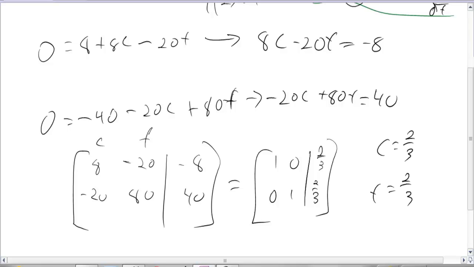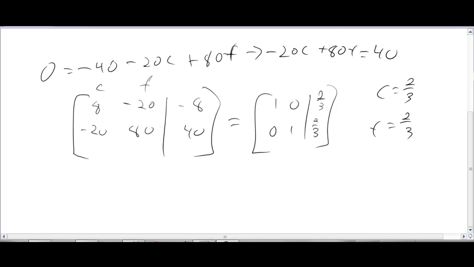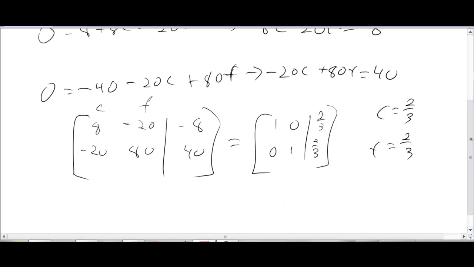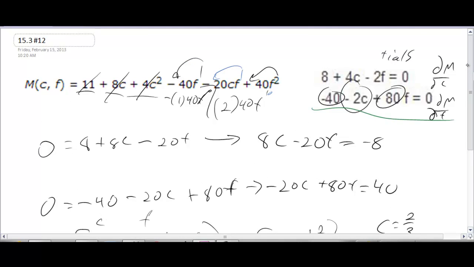Now we just go back and apply that to the context in the problem, whatever C stood for, whatever F stood for, and work from there. Okay, now that we've found C and F, we need to use those to solve for M.